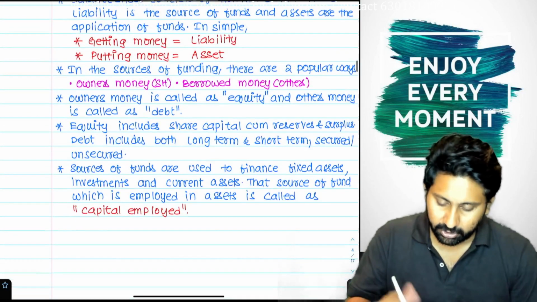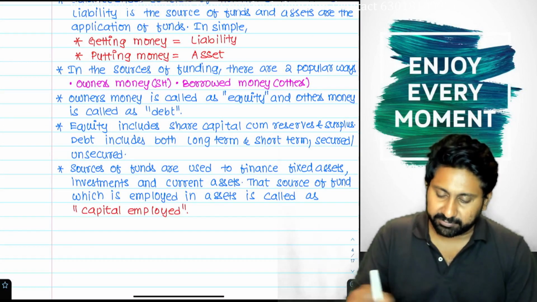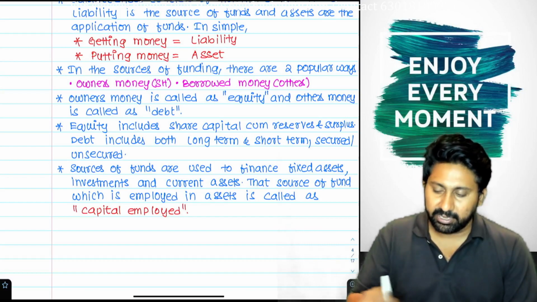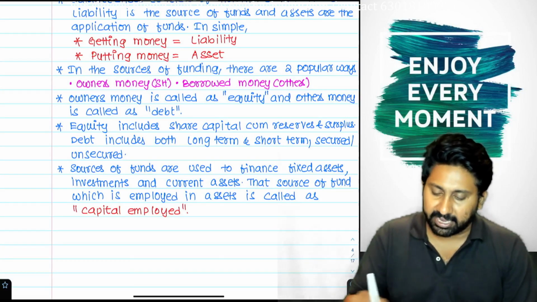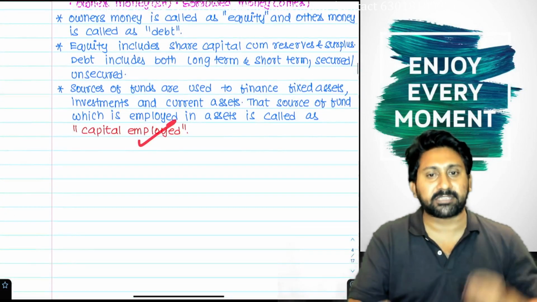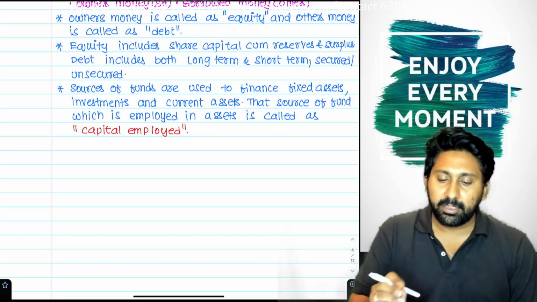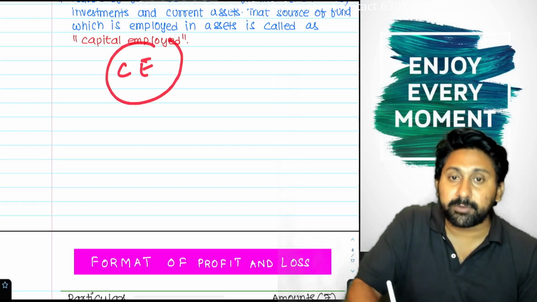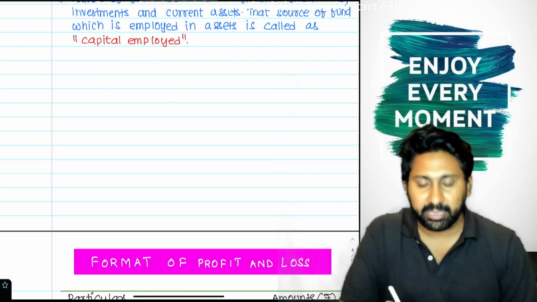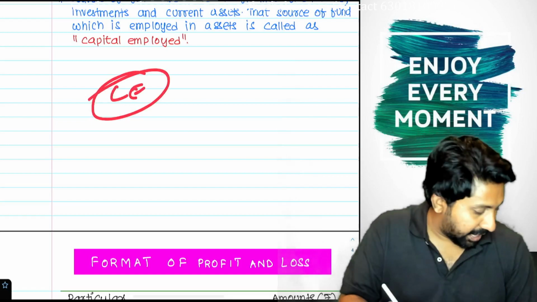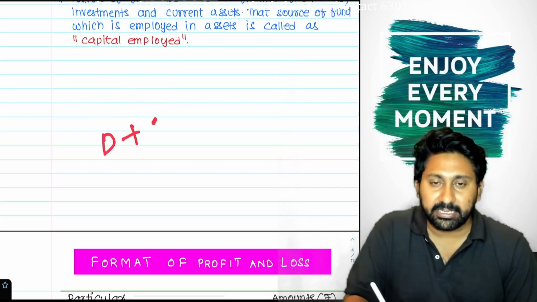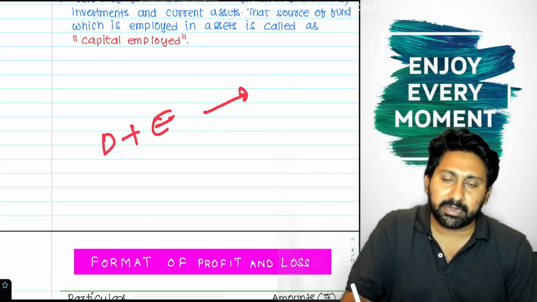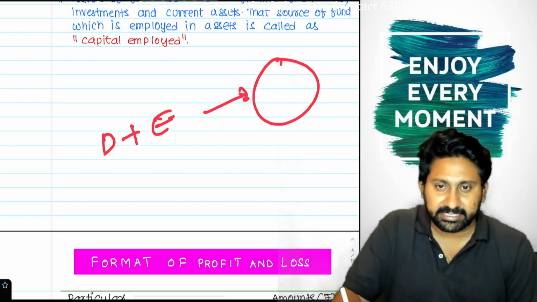Sources of funds are used to finance fixed assets, investments, and current assets. The source of fund which is employed in the assets is called capital employed. Sir, what is the meaning? I will explain. Whenever I say capital employed, this is one of the most important words in the entire chapter. I raise money from debt, I raise money from equity. Both the monies I raised, I will purchase some assets.